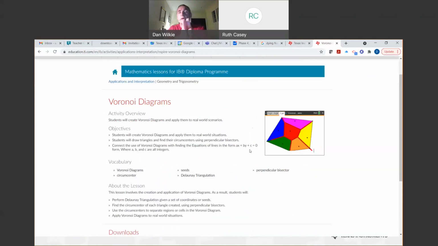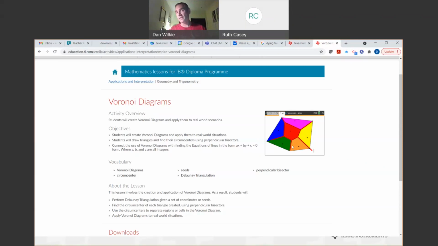So I'm on the Nspire activity. You can also find this if you use a TI-84. The Nspire one's a little more technology interactive because you get to create your own Voronoi diagram on the Nspire. You can't really do it too easily on the 84. That's why there's a little bit more. But it's not something you have to create on the Nspire.